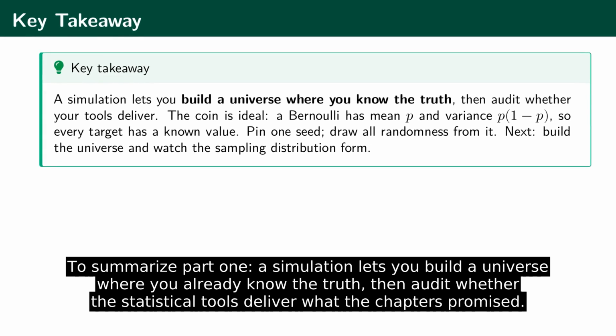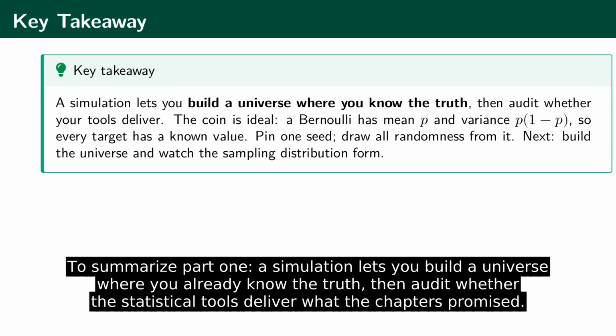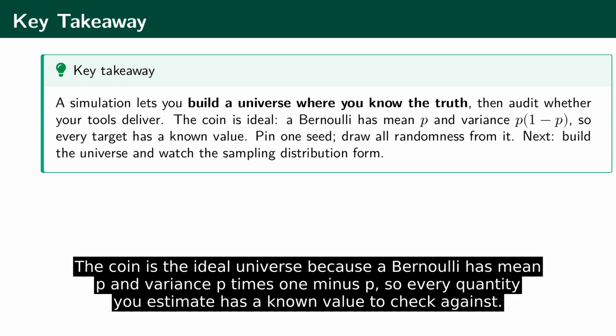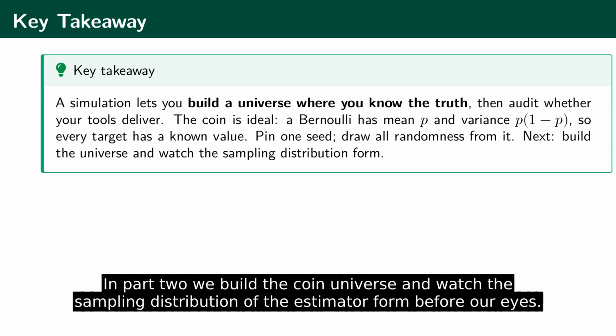Summarizing part 1: a simulation lets you build a universe where you already know the truth, then audit whether the statistical tools deliver what the chapters promised. The coin is the ideal universe, because a Bernoulli has mean p and variance p times 1 minus p. So every quantity you estimate has a known value to check against. Pin one seed and draw all of your randomness from that single generator, so every figure is reproducible. In part 2, we build the coin universe and watch the sampling distribution of the estimator form before our eyes.